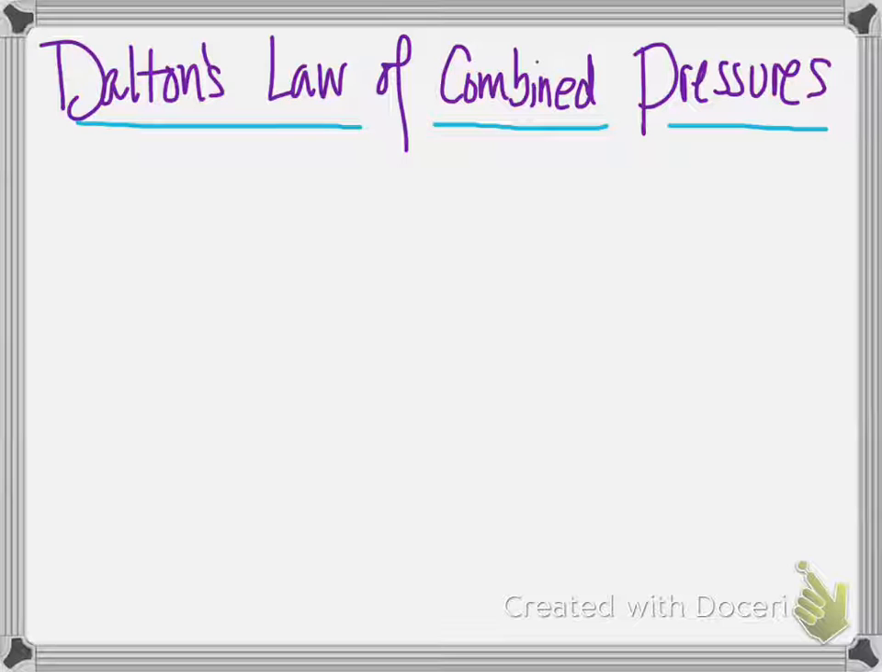Remember John Dalton? He's the guy who gave us something that's pretty close to the modern atomic theory that we use in the early part of the 19th century. John Dalton, English school teacher and chemist.